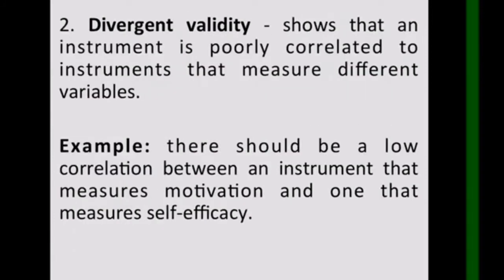Divergent validity shows that an instrument is poorly correlated to the instrument that measure different variables. Ano ba yan? There should be a low correlation between an instrument that measures motivation and one that measures self-efficacy. So, poorly correlated, ibig sabihin, there's no correlation between these two instruments. Okay? Between instruments, okay, that measures different variables. Kasi iba ang motivation at iba ang self-efficacy.